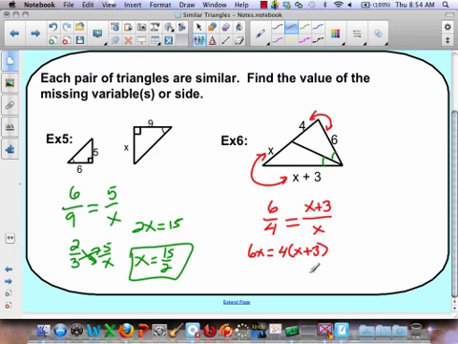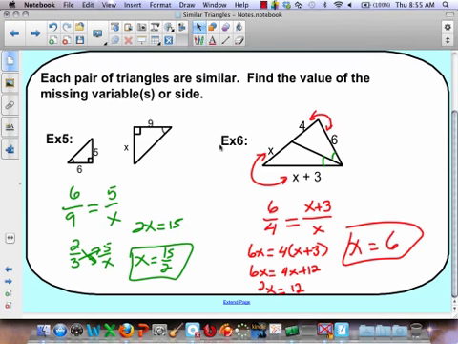Okay, this is where your Algebra 1 skills have to come in. What are you going to do with the 4? Okay, so we get 4x plus 12. Okay, so we get 2x equals 12. Therefore, x is 6. Yay, that was fun.